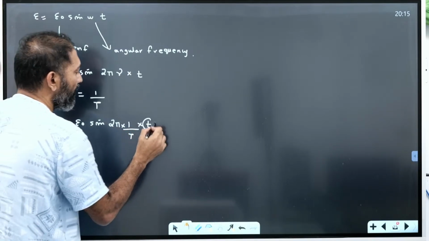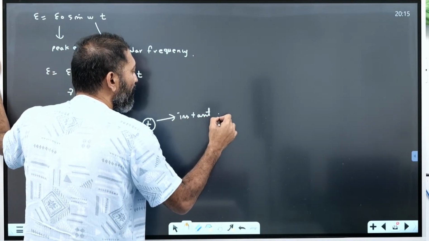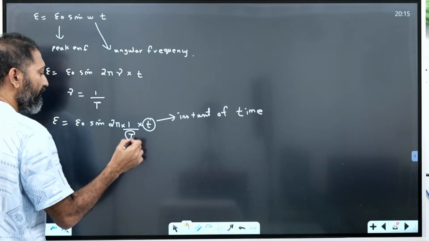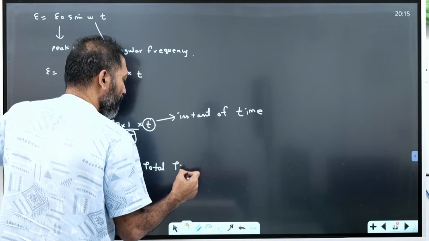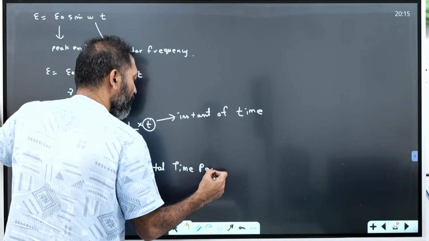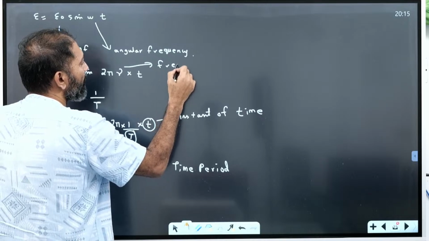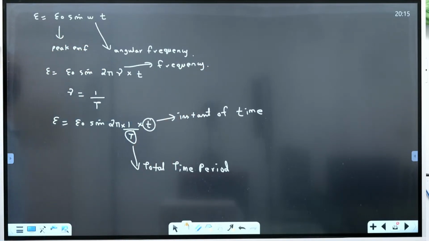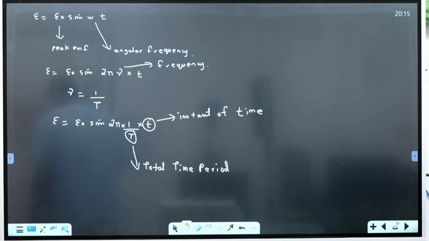See, what is small t? It is the instant of time. Suppose, for example, 6th second, 7th second, like that. What is capital letter T? Total time period. What is nu? Frequency. So the same equation can be written in these three different formats. Note it down.